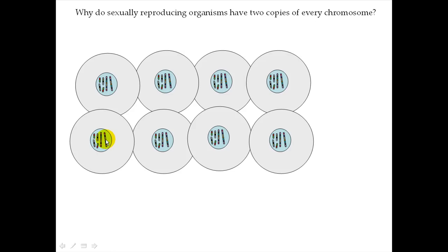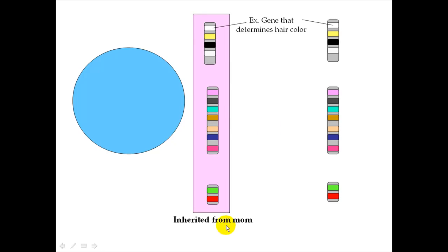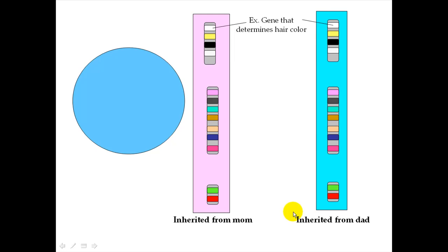of every chromosome. So why do sexually reproducing organisms have 2 copies of every chromosome? It's because we get 1 copy of each chromosome from our mother and another copy of each chromosome from our dad. All right. So to relate that to this picture we've been working with, again, we have 2 of every chromosome. And the reason for that is because one set of chromosomes we inherit from our mother, and the other set of chromosomes we inherit from our father.